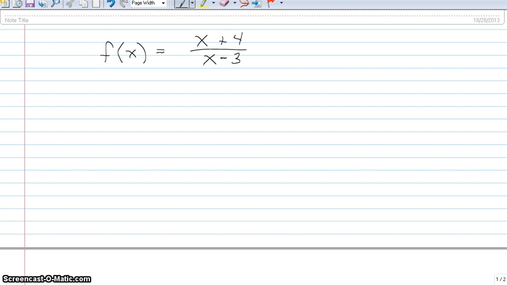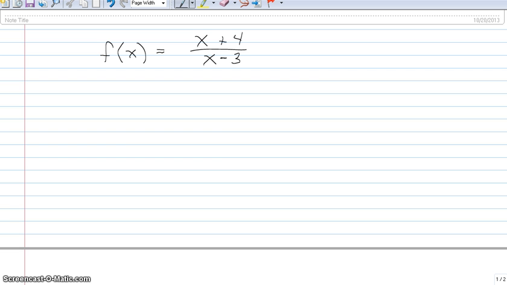Okay, so in this video we're going to find the inverse of a function, and in this particular question, the first part of the question was, is the function one-to-one? In other words, does it even have an inverse to begin with? And the function on the screen is a one-to-one function.